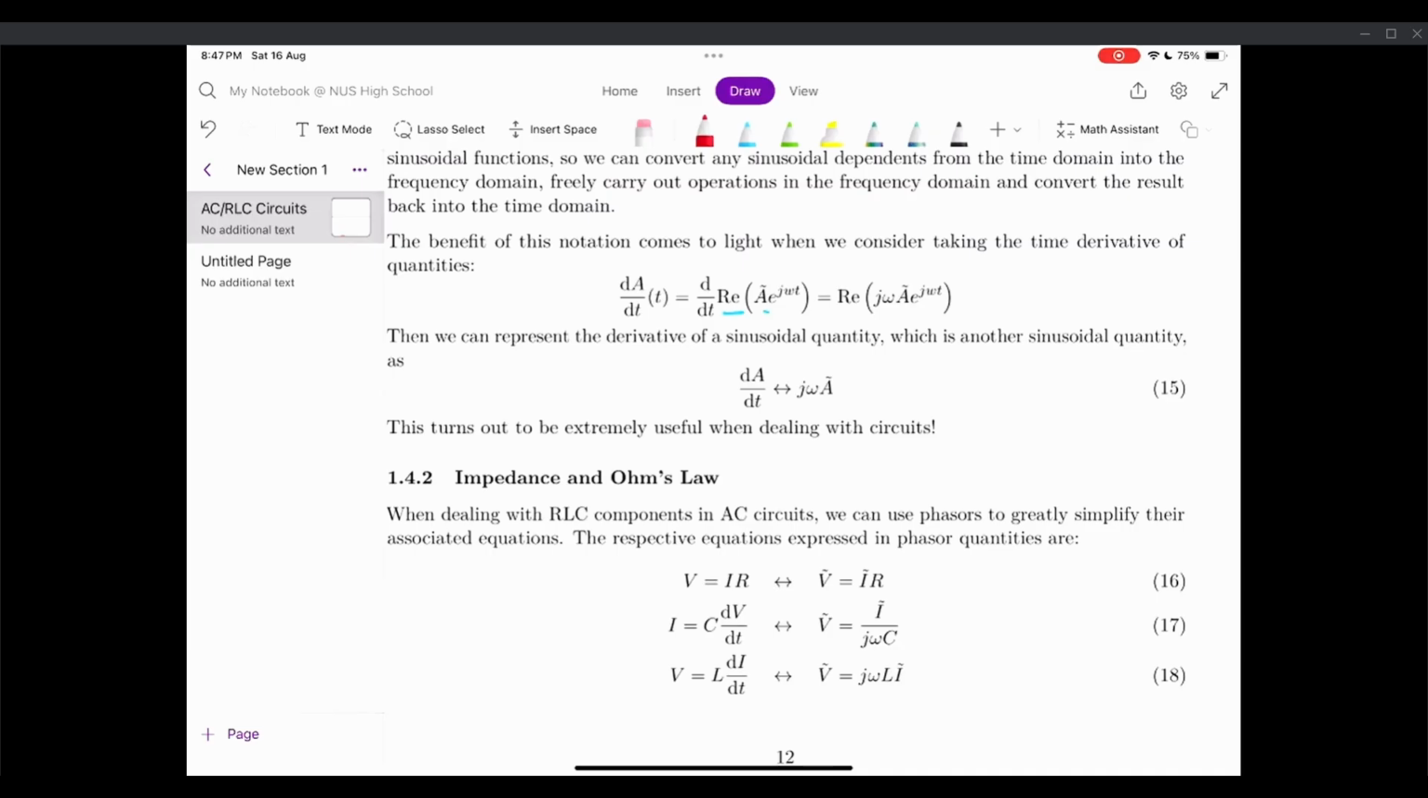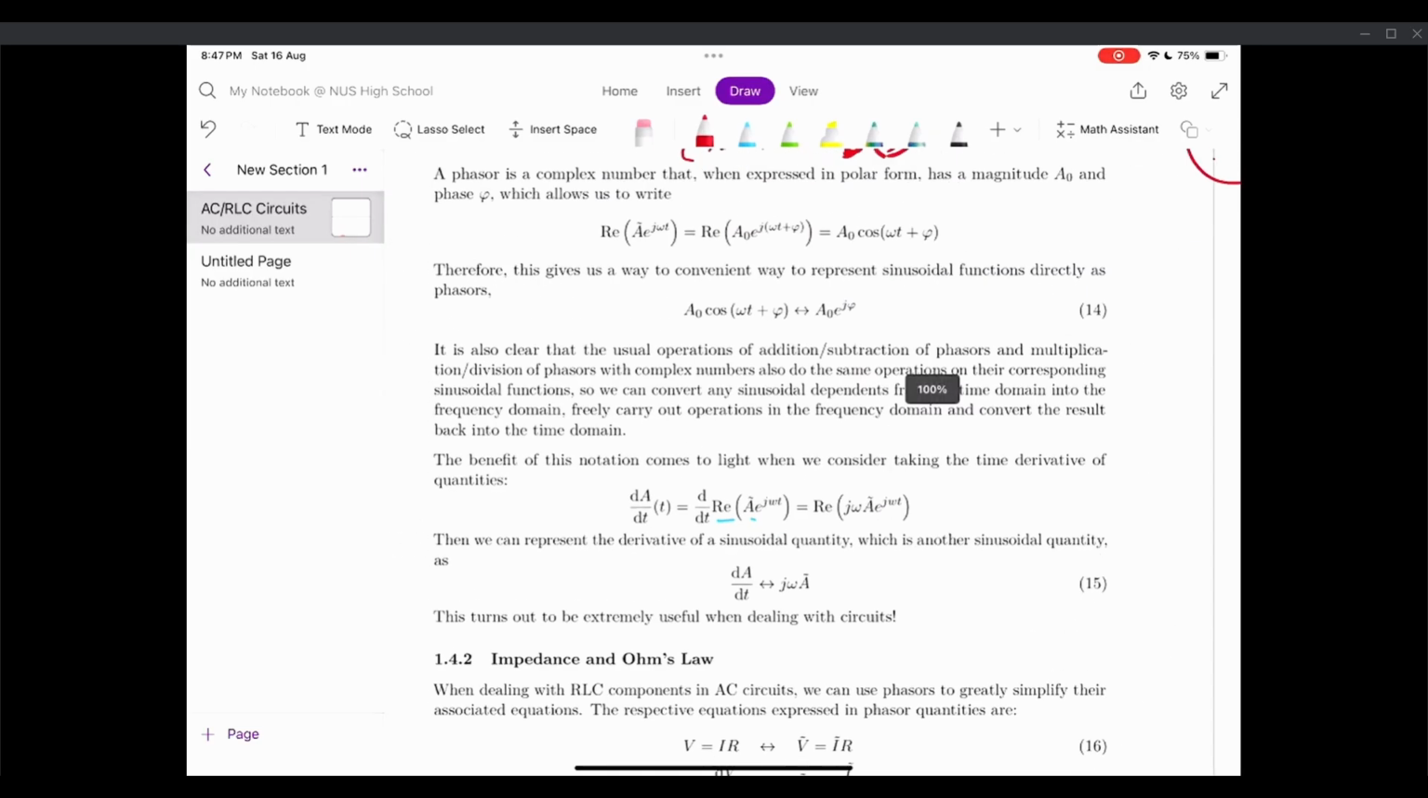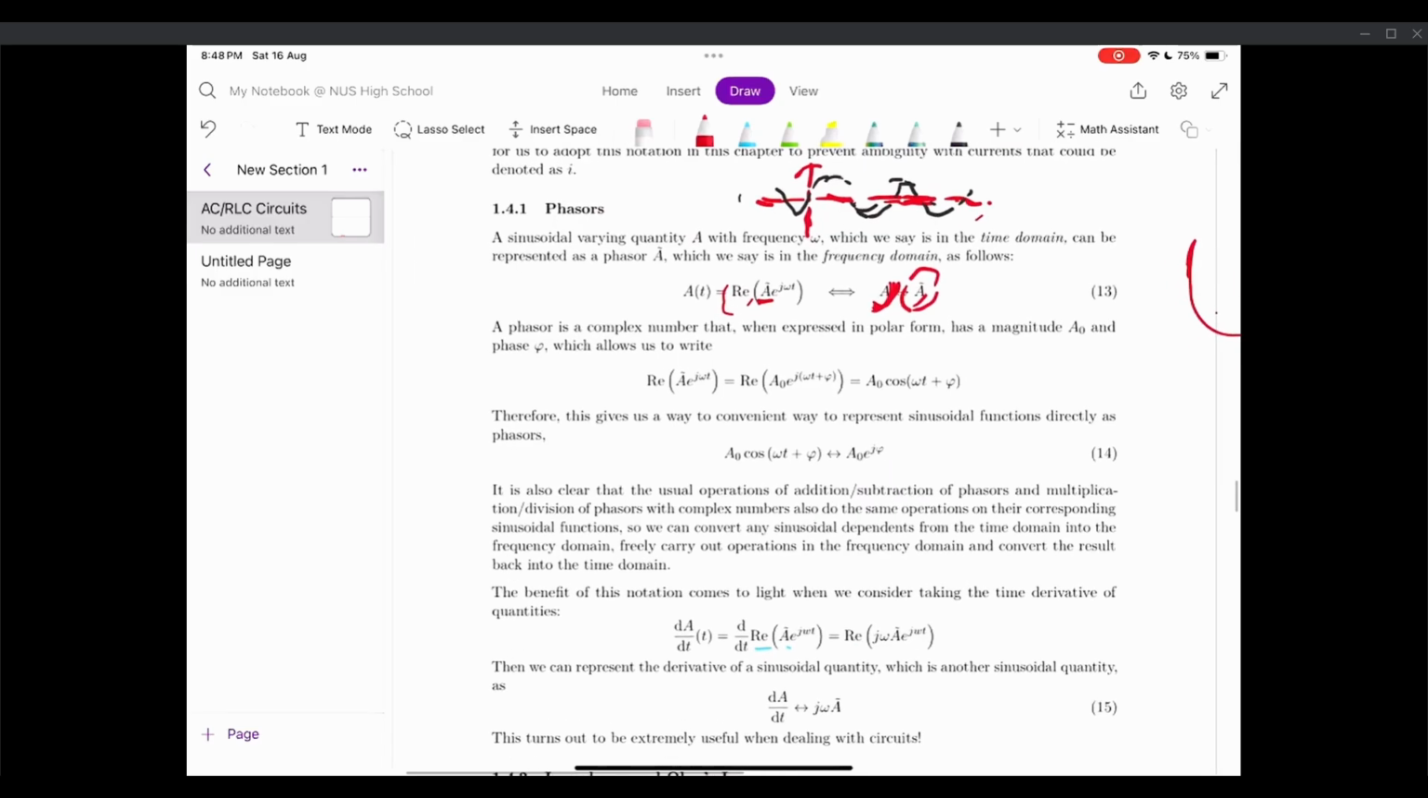Yeah. So now, what you've basically done by having this analogy of sinusoidal varying functions with phasors is that you have a way of basically getting rid of the time derivatives in that sense.